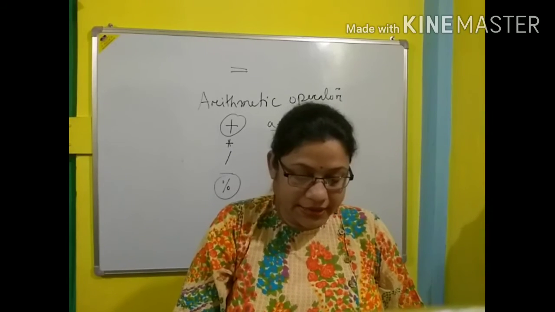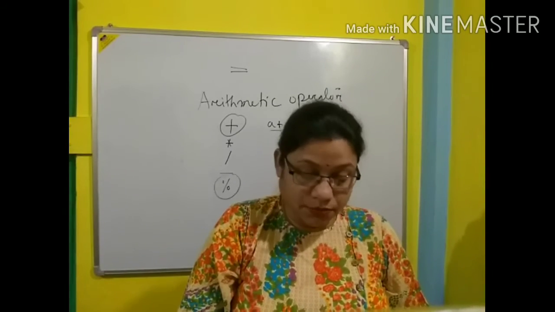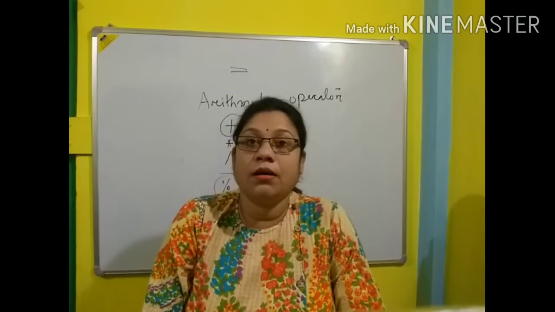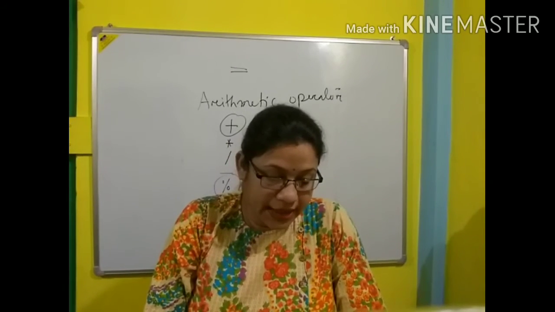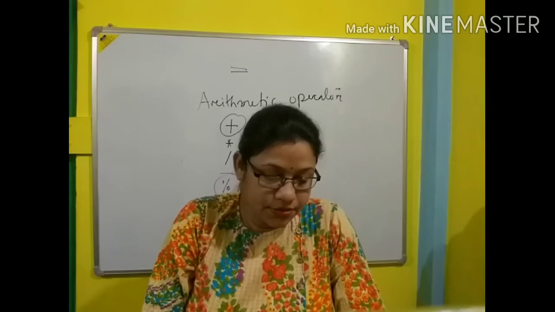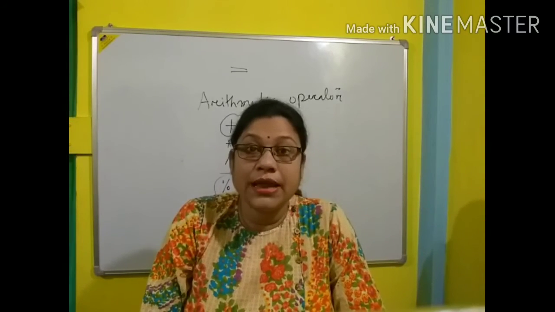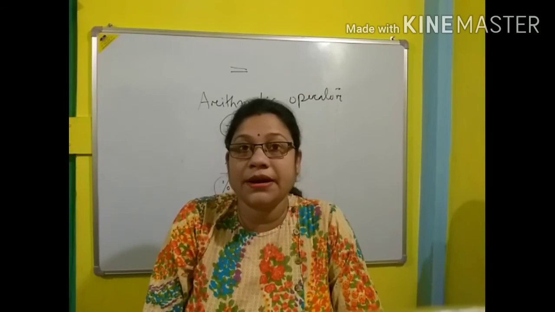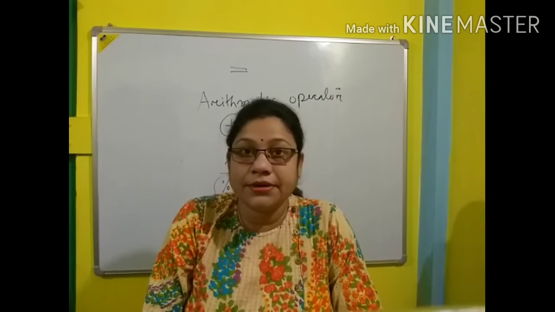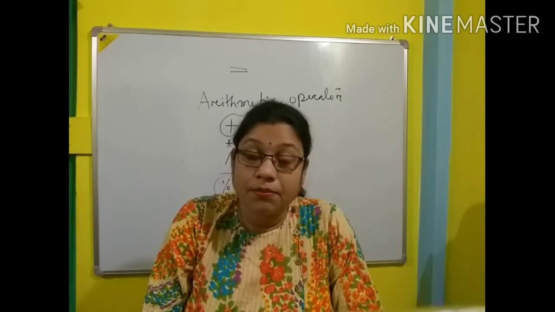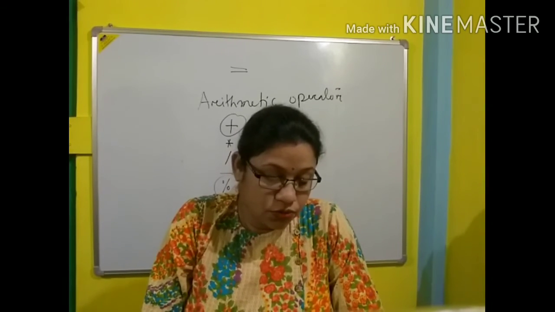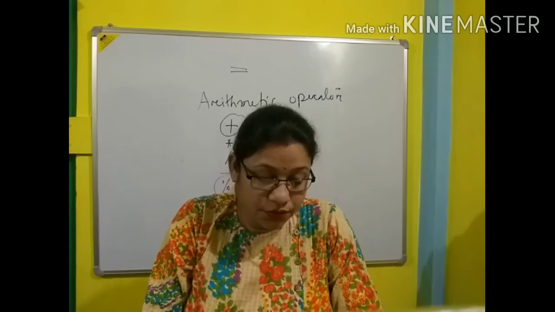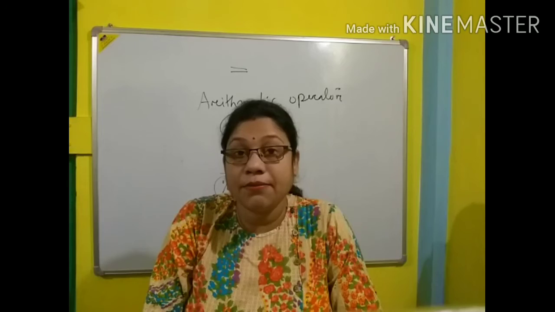So the first one is 5 plus 6 modulus 2 is equal to 5. Because no brackets are here, first the modulus operator is evaluated, because the modulus operator has higher priority than the plus operator. So 2 3s are 6, the remainder is 0, so 5 plus 0 is equal to 5.